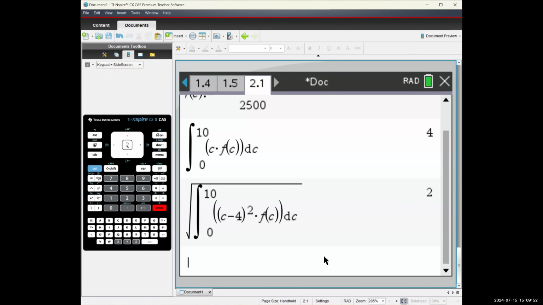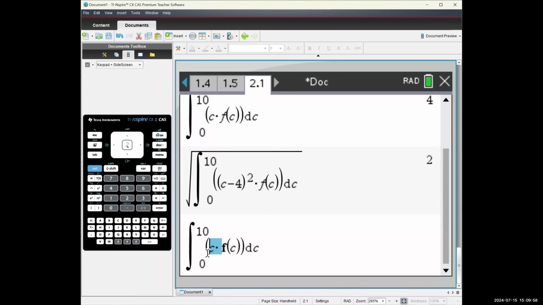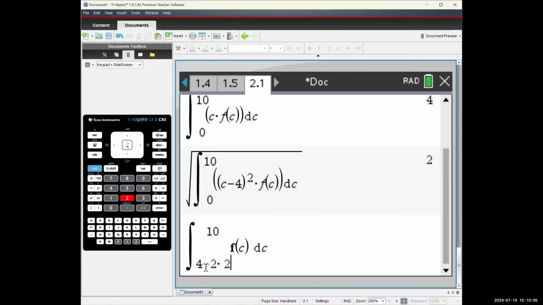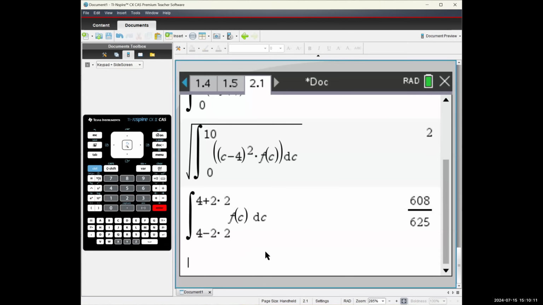So that is the standard deviation. Now, if it's within 2 standard deviations, to find the probability, I just integrate the function itself. So I'll copy this down and delete C. So now from the mean value minus 2 times 2, to the mean value 4 plus 2 times 2, 2 lots of the standard deviation. And that gives me 608 divided by 625. The question didn't give us any rounding instructions, so I'll just copy that down, okay?